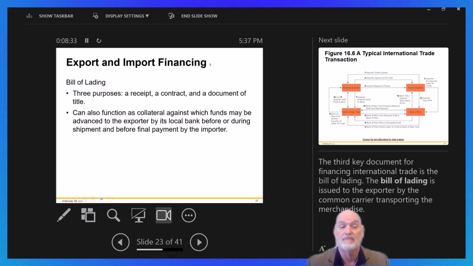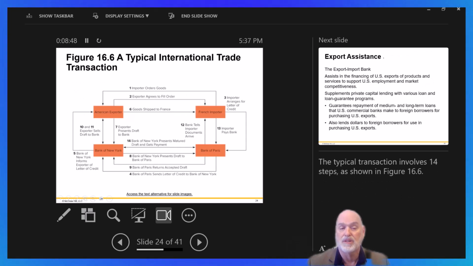A bill of lading has three purposes: it's a receipt, it's a contract, and a document of title. It can also function as collateral against which funds may be advanced to the exporter by its local bank before or during shipment and before final payment by the importer.